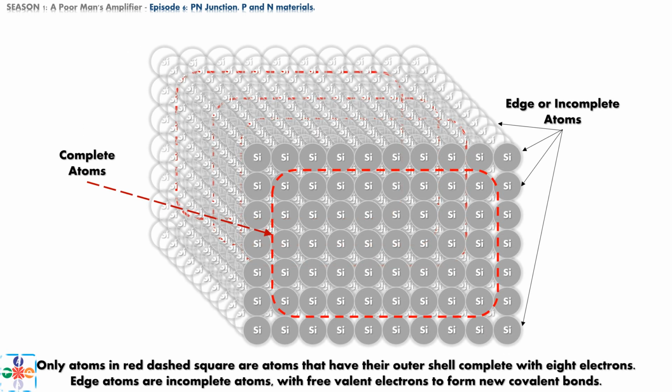One of the most important things to notice about a crystal lattice is that only atoms that are surrounded from all 4 sides in a 2D plane, or all 6 sides in 3D space, are atoms with a complete outer shell. They have created covalent bonds with adjacent atoms, and have 8 electrons in the outer shell. In this state, called intrinsic semiconductor, our crystal lattice acts like an insulator. An important thing to notice is that edge atoms are still incomplete. They still have free valent electrons in their outer shell. Those are the atoms that will play a significant part in the creation of N and P-type semiconductors.